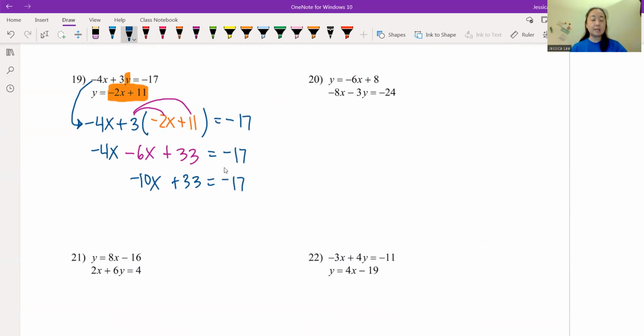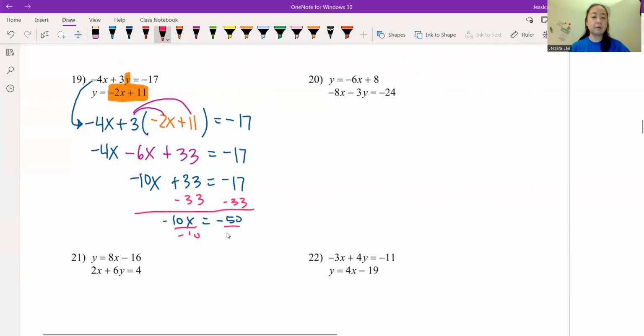Again, what is this? Two-step equation. I'm going to hear that for days. So subtract 33. And you're going to get negative 10x is equal to negative 50. And then we're going to divide by negative 10, divide by negative 10, and x is equal to positive 5.